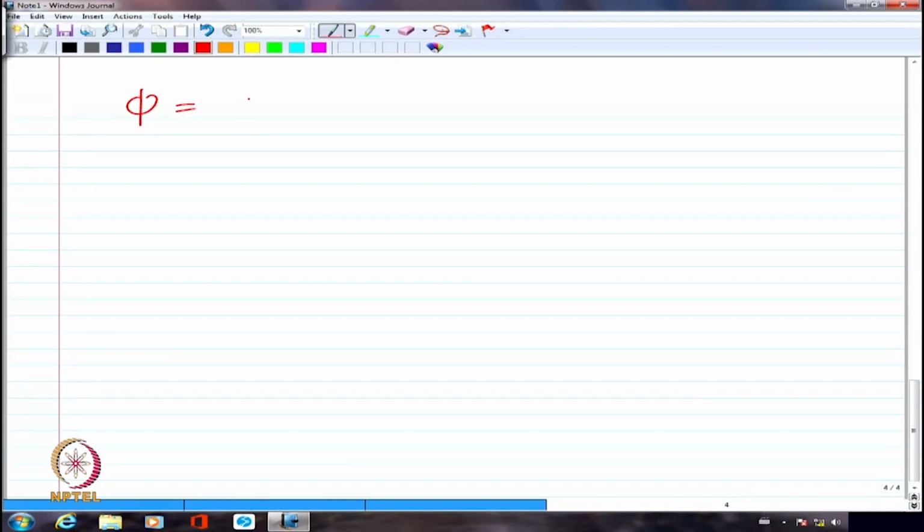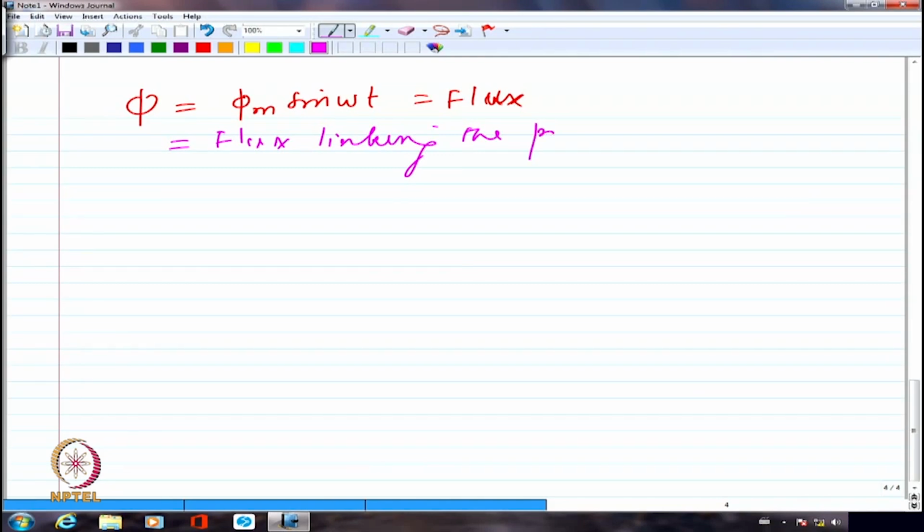Now, let us say I have the transformer and I have established a flux of phi, which is actually given by some phi m sine omega t. This is the flux that is established in the core. Assuming that I'm going to have a good amount of permeability for the core, whatever is the flux that is linking the primary winding, the entire flux should also link the secondary winding. So this is the flux linking the primary as well as secondary.